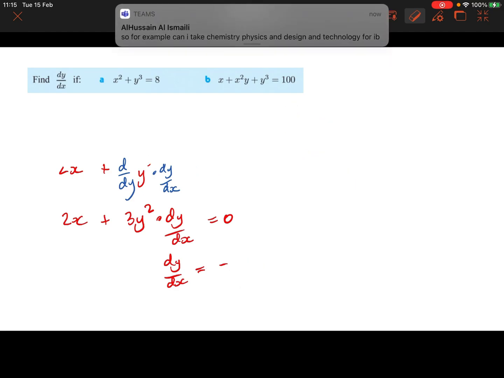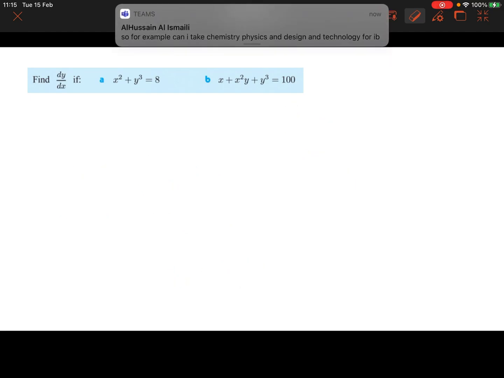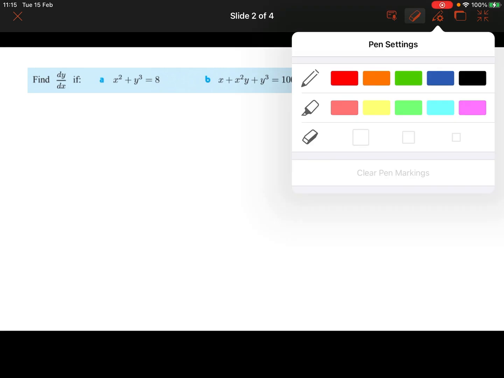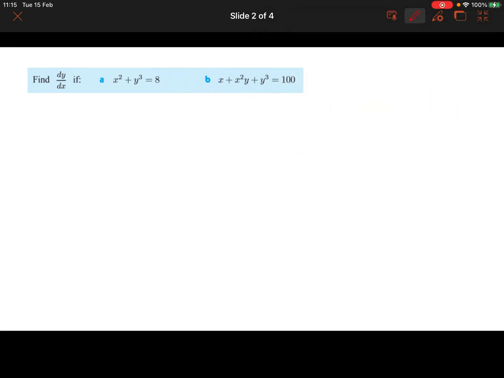B is a bit trickier, okay? What we've got here is we're going to have to combine some rules. I've got x squared y plus y cubed equals 100. Right, so again, same tactic. Let's differentiate each bit with respect to x.